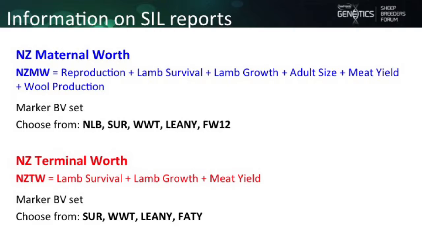So what we'd see then is something like this on a report. It would say you've used the New Zealand Maternal Worth Index, we call it MW or NZMW for want of a better abbreviation, and it would just say this is based on reproduction, lamb survival, lamb growth, adult size, meat yield and wool production. And in terms of the adult size versus lamb growth debate, I haven't put ewe weight up there as a BV. They want fast growing lambs, it's up to you to sort out that they don't get fast growing ewes.